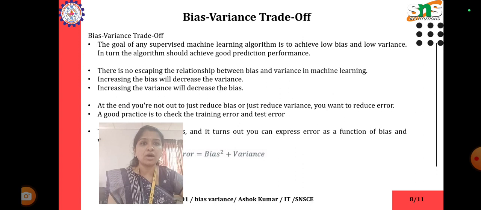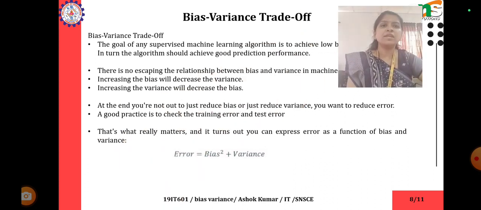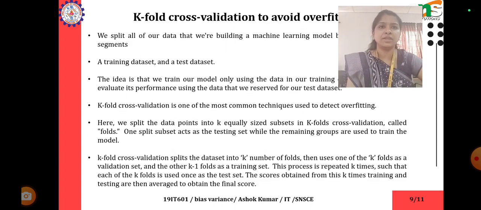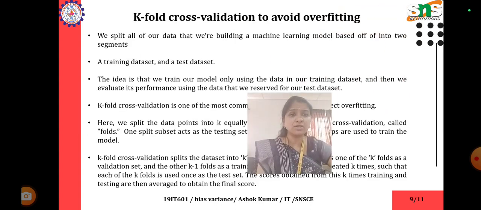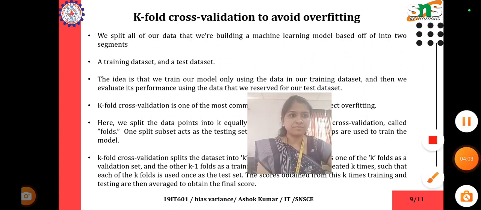At the end, you are not out to just reduce bias or just reduce variance. You want to reduce error. A good practice is to check the training error and test error. That's what really matters, and it turns out you can express error as a function of bias and variance. Next is k-fold cross validation to avoid overfitting.